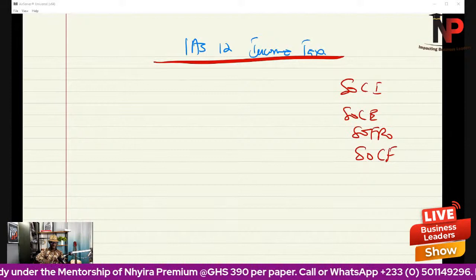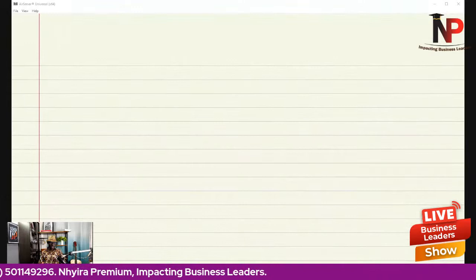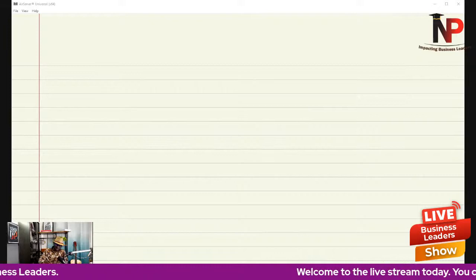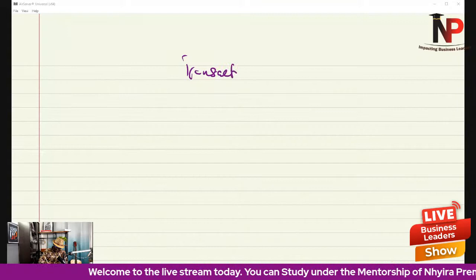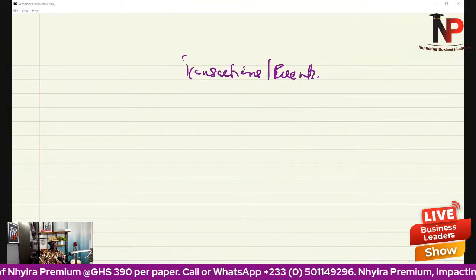Let me bring back my screen and let's get excited about it. So I'm going to give you a crash course on IAS 12 income tax, and I want you to really, really stay with me carefully as we go through this crash course about IAS 12. Now, you see, the idea about transactions and events is that when an entity undertakes a transaction, whatever transaction the entity undertakes, there are tax consequences of the transaction.